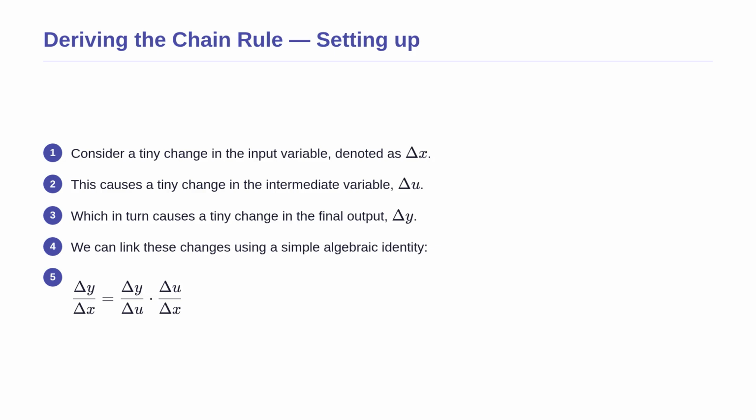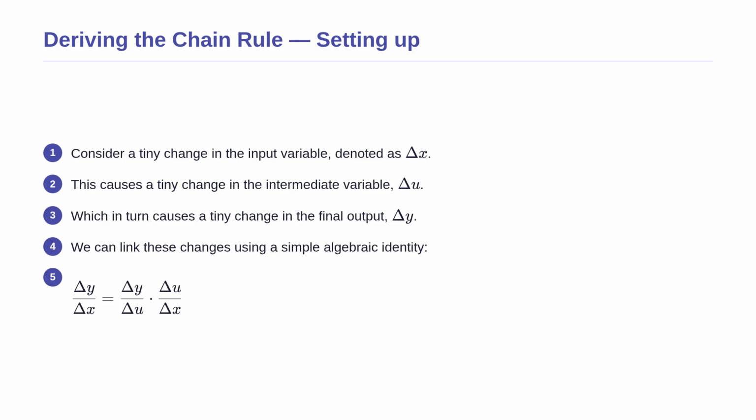Now that we have used this formula successfully, let us understand where it comes from mathematically. We can build the foundation of the chain rule by looking at small changes. Suppose we have a tiny change in our input variable, which we will call delta x. This will cause a corresponding tiny change in our intermediate variable, delta u, which then causes a tiny change in our final output, delta y.